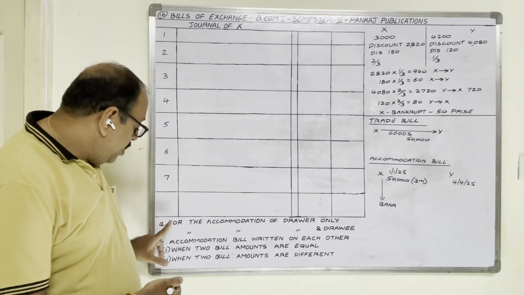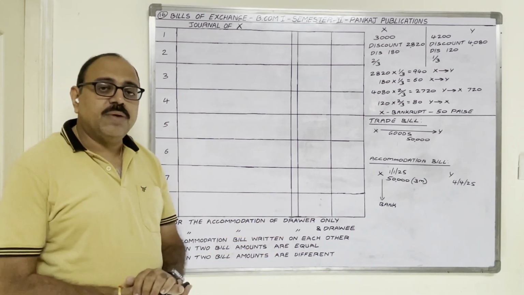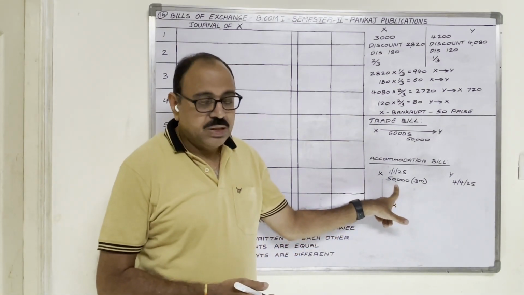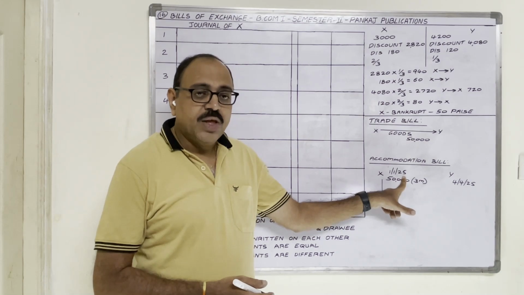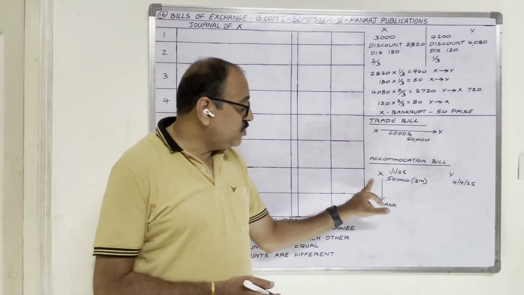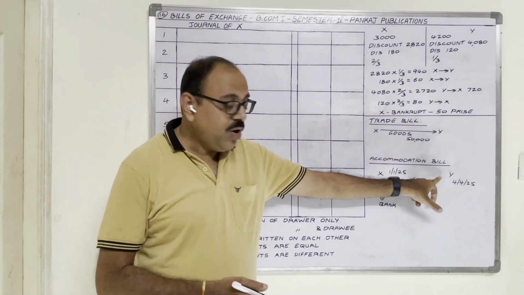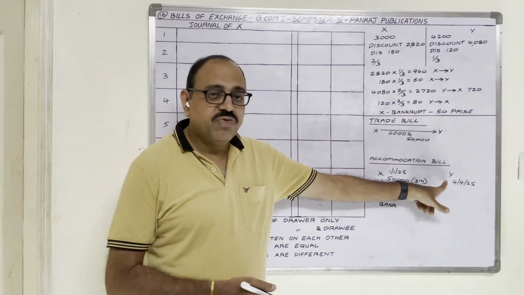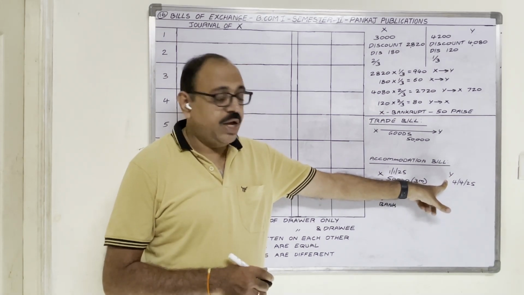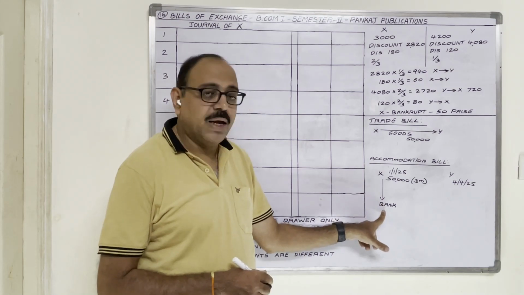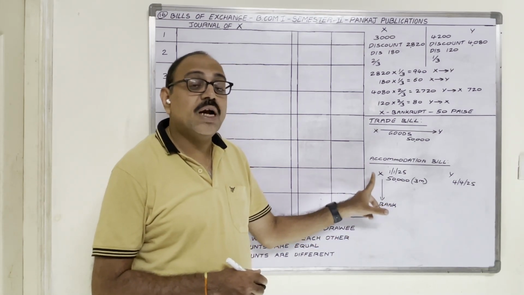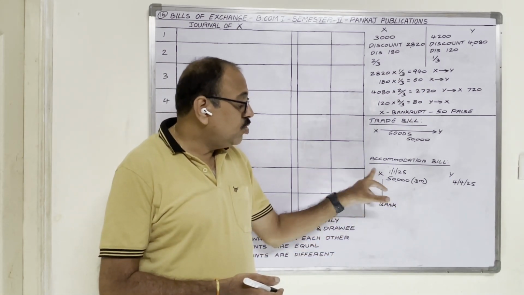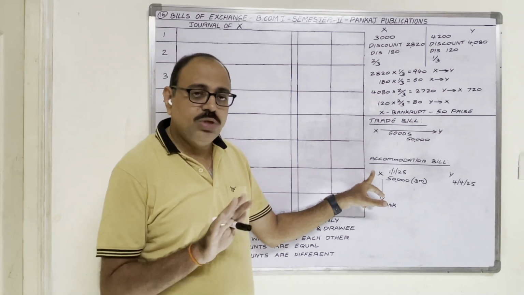Coming to the first point, what does for the accommodation of drawer only mean? For example, X needs 50,000 rupees on 1st January 25. X and Y are both friends, so X wants to take the help of Y. Therefore, X prepared a bill on Y and received acceptance from Y. After receiving the acceptance, X sold that bill to the bank, nothing but X discounted that bill with the bank. For example, the bank paid 49,000 rupees to X. So here X is losing 1000 rupees.